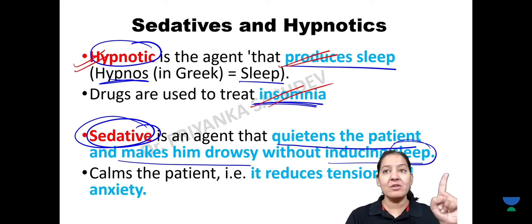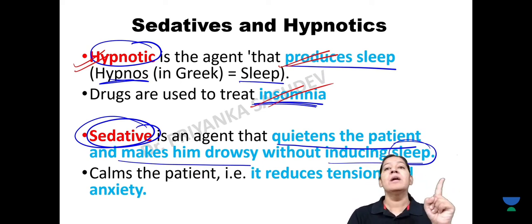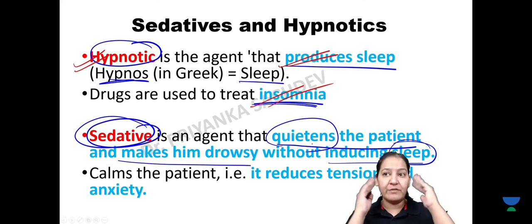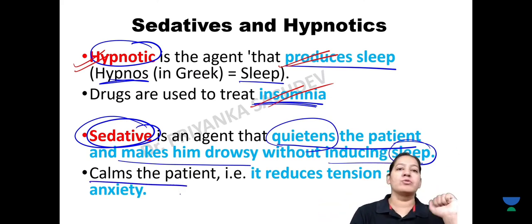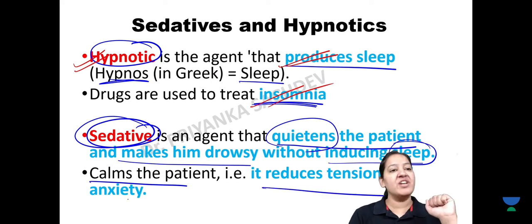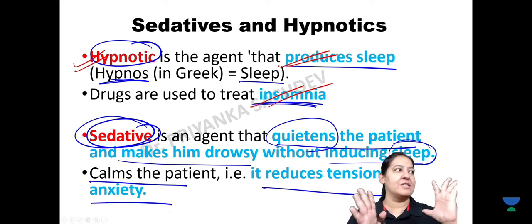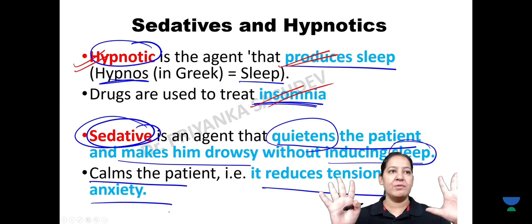So these are the drugs which are not producing sleep. These are quietening the patient, the mind of the patient, so that he automatically goes to sleep, he feels drowsy, right? They calm down the patient, right? They reduce tension and anxiety in the patient. So these are sedatives. Give me a thumbs up if you got the basic difference between sedatives and hypnotics.